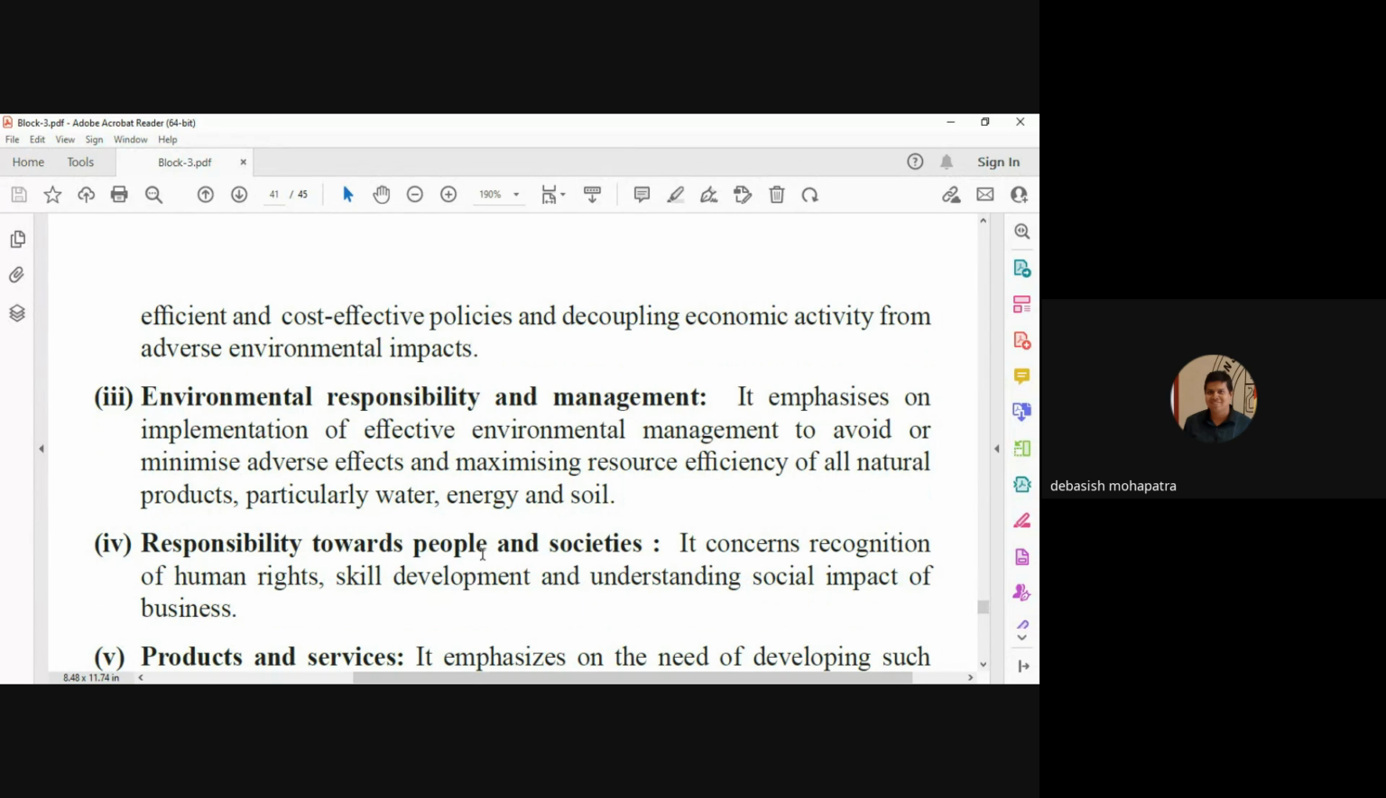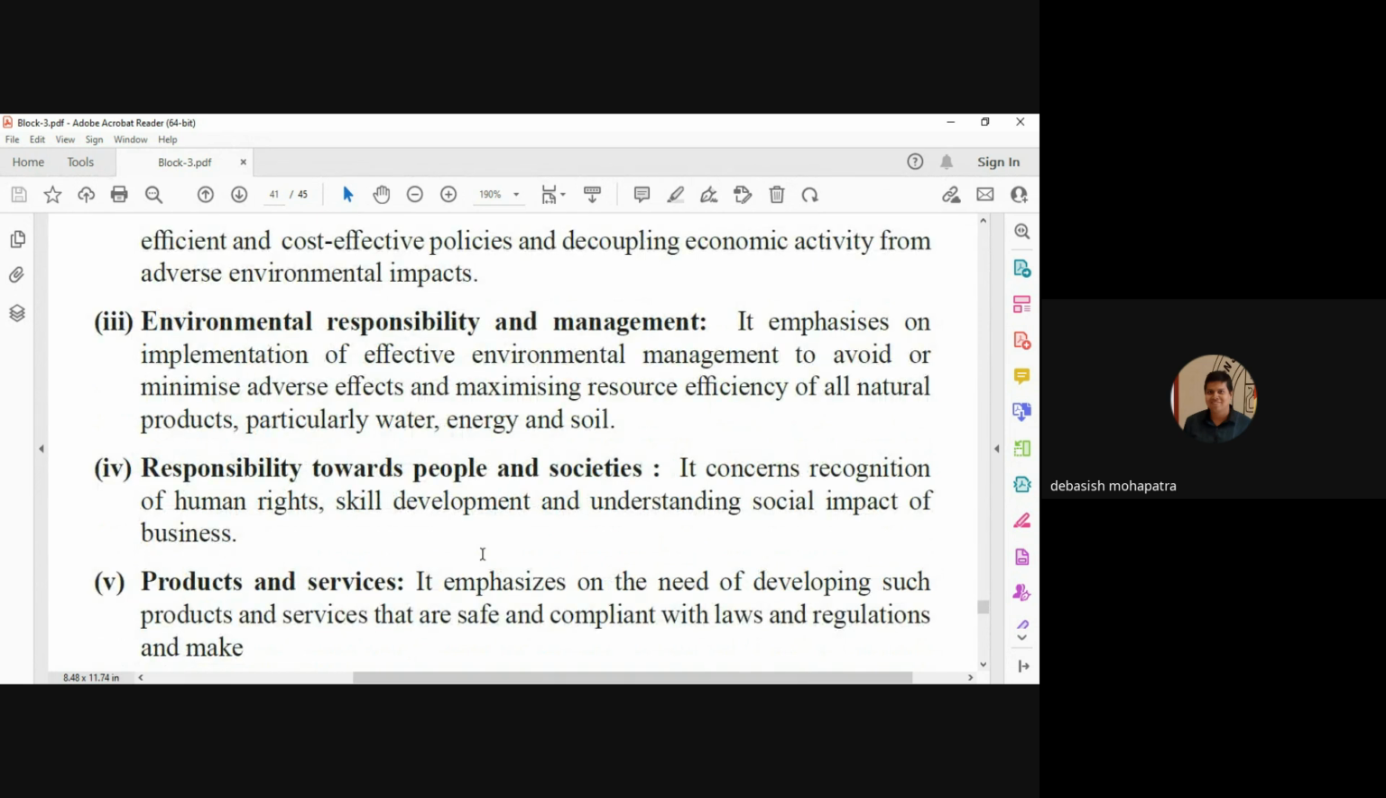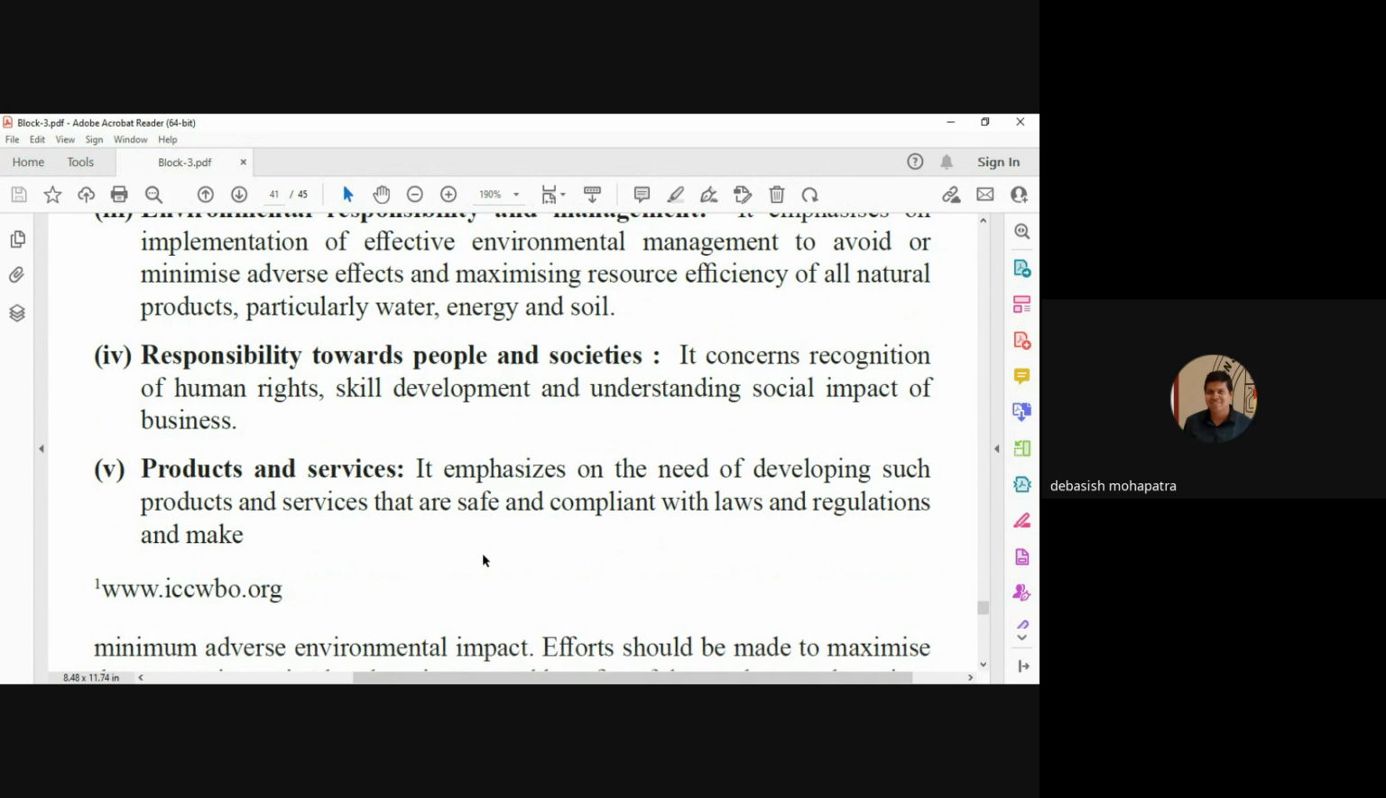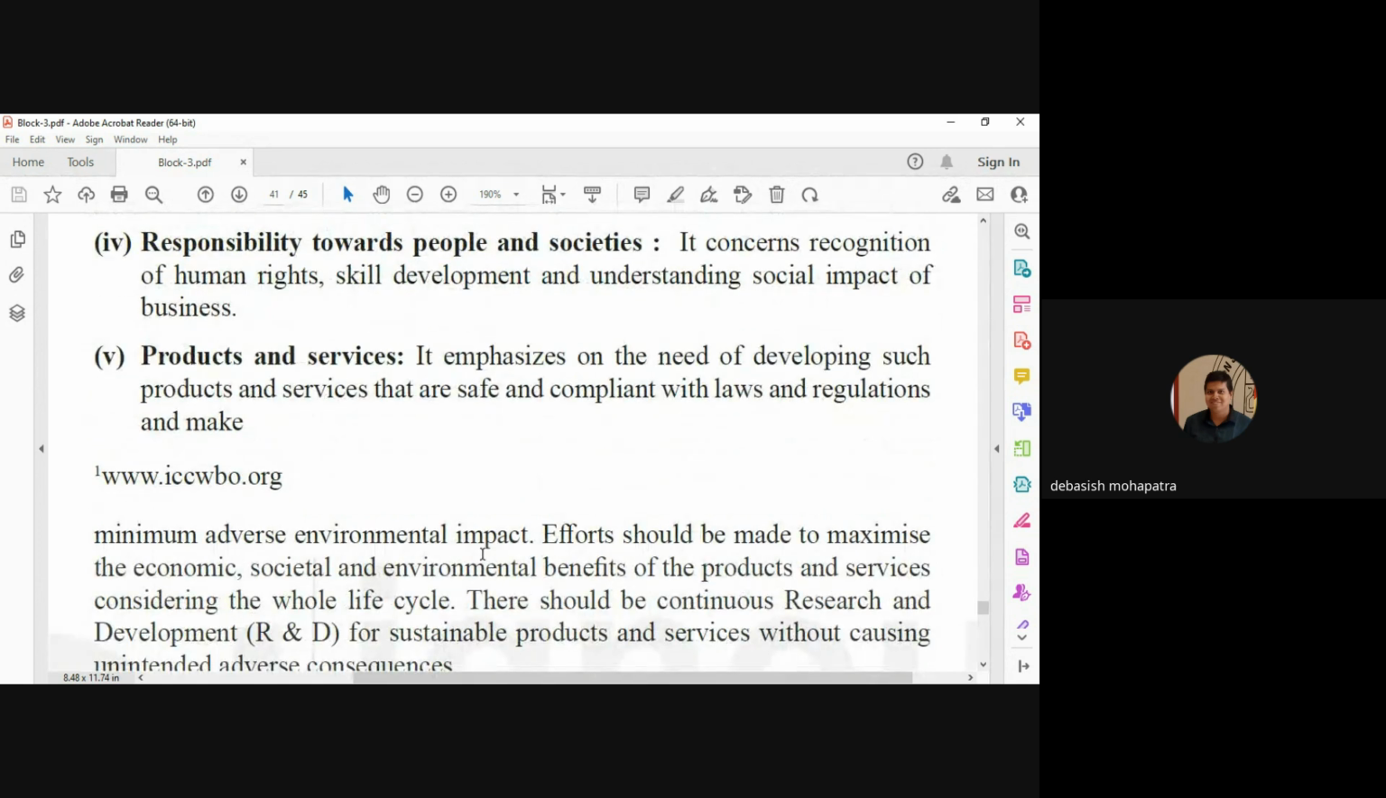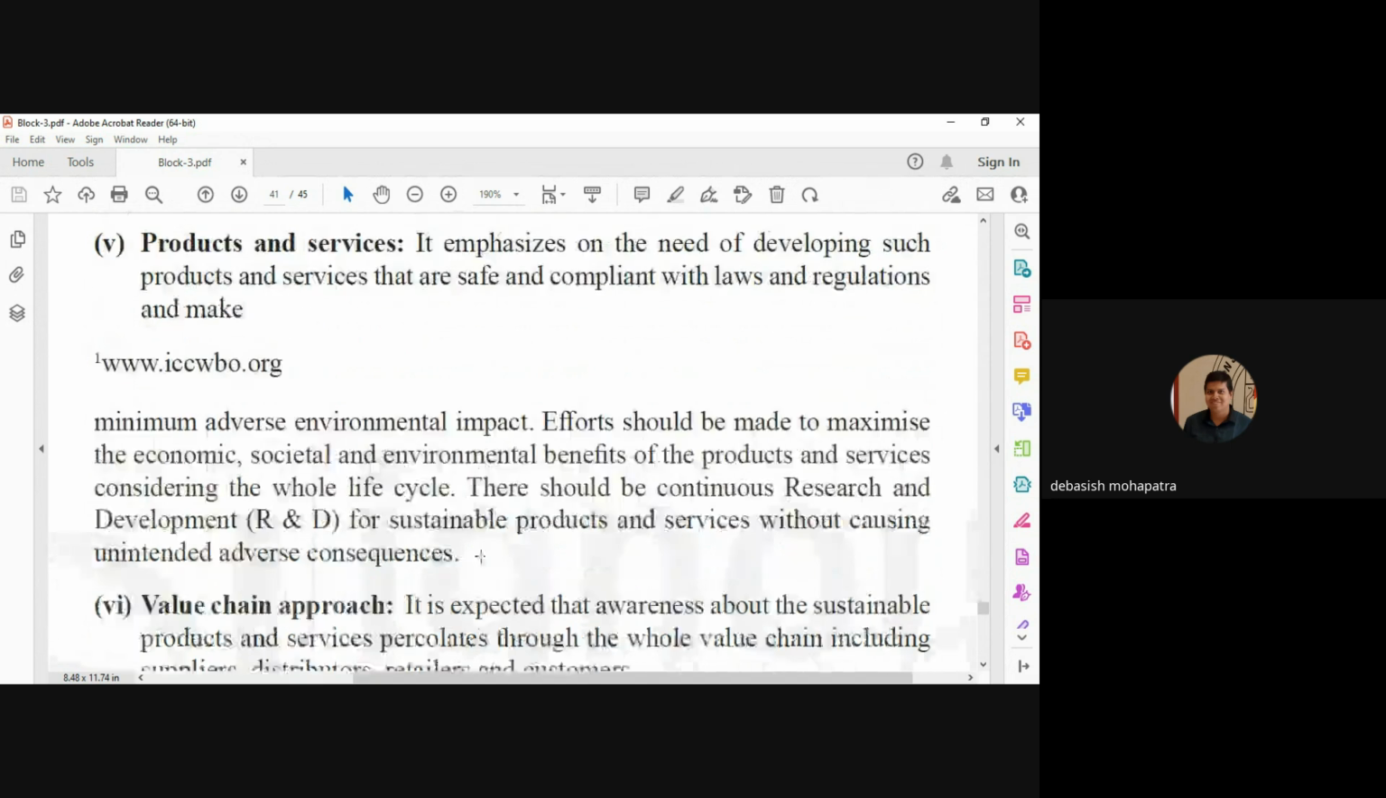Environmental responsibility and management emphasizes implementing effective environmental management to avoid or minimize adverse effects and maximize resource efficiency of all natural products, particularly water, energy, and soil. Responsibility towards people and society concerns recognition of human rights, skill development, and understanding the social impact of business, products and services. It emphasizes the need of developing products and services which are safe and compliant with laws and regulations and make minimum adverse environmental impact.